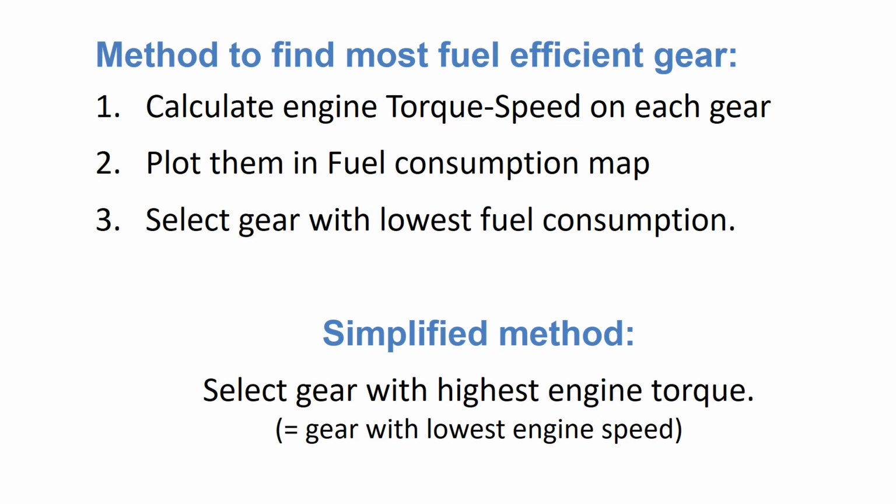In this lecture you have learned a method to determine which is the most fuel-efficient gear to select in different driving situations. The method goes: first calculate the operating points for the engine for all gears, then plot them in the fuel consumption map. Finally, select the gear with the lowest specific fuel consumption. You have also learned a simplified strategy to select the gear which leads to the highest engine torque. This is equivalent to selecting the gear which leads to the lowest engine speed.